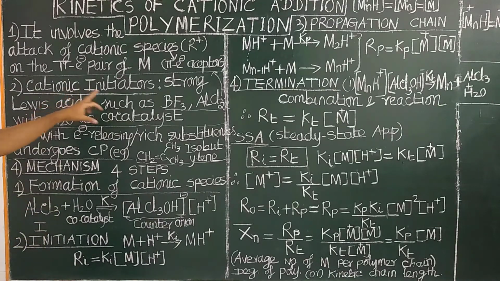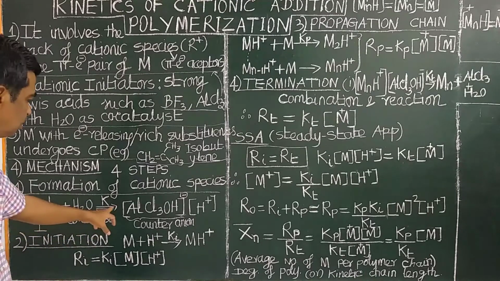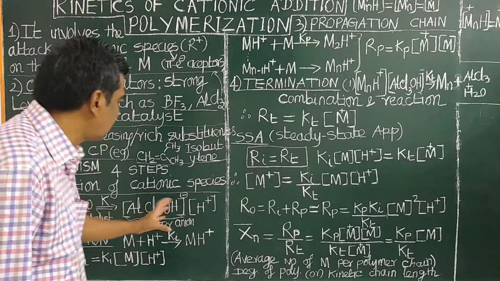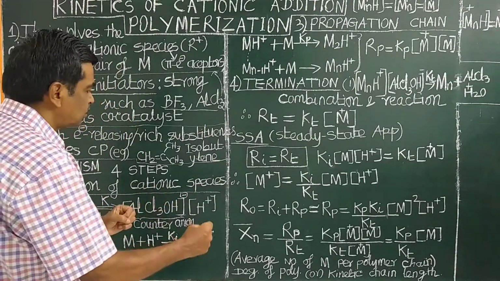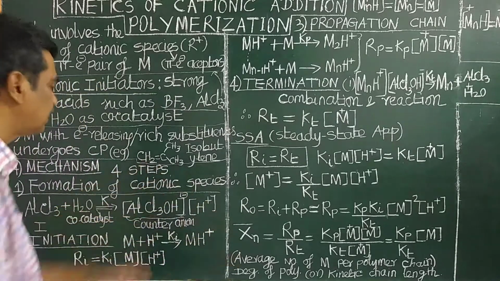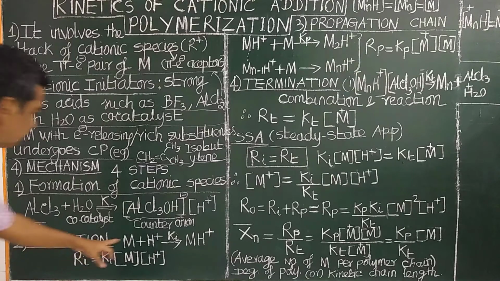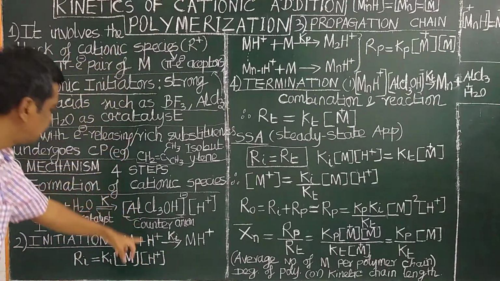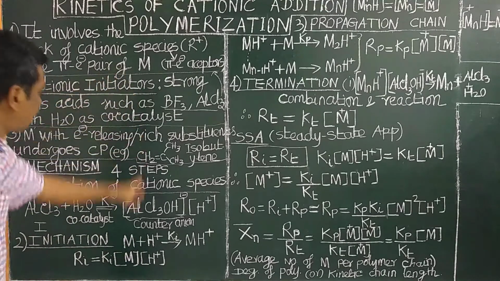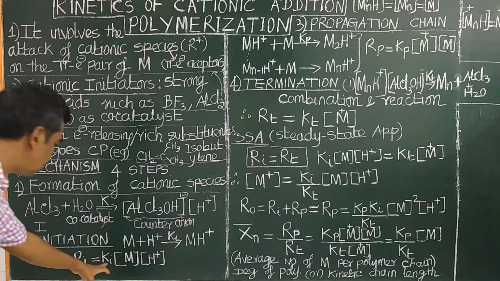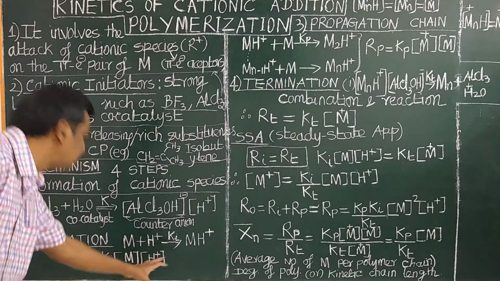Aluminum trichloride, the cationic initiator, reacts with water in small quantities as co-catalyst to give this cationic species. The counterion is always associated with the H plus ion, therefore it is not considered. The second step is the initiation step. In the initiation step, the cationic species attacks the pi electron pair of the monomer to form MH plus. The rate of initiation is equal to Ka times the concentration of monomer times the concentration of H plus.